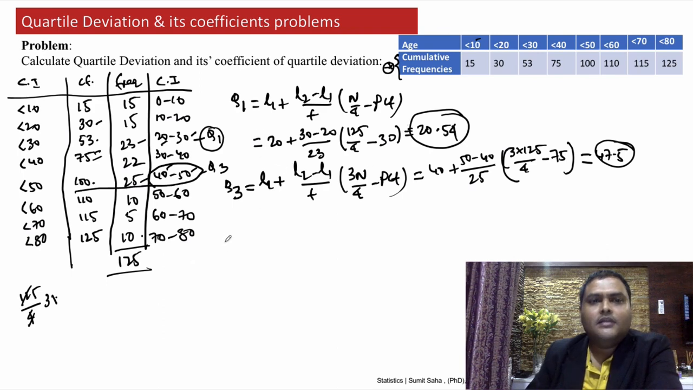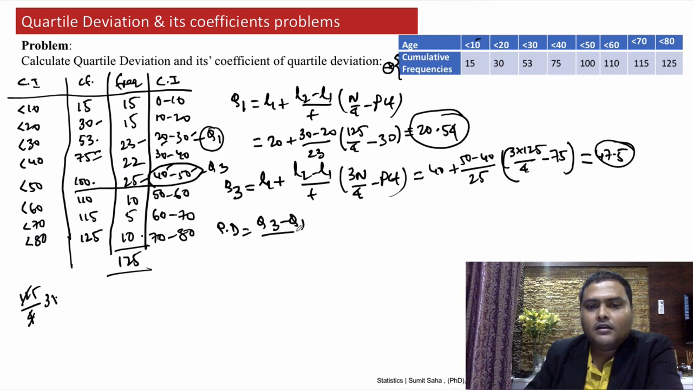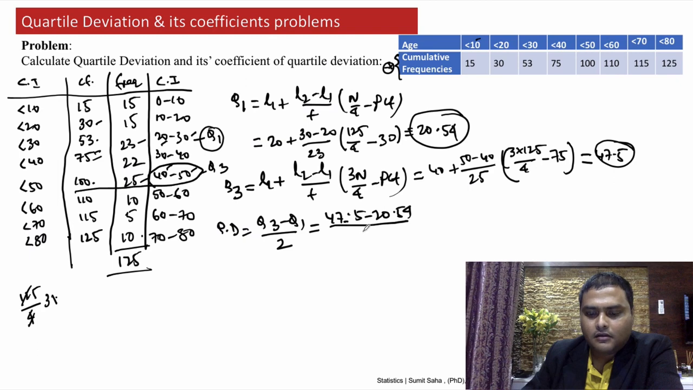Now, what is the quartile deviation formula? Quartile deviation is nothing but Q3 minus Q1 divided by 2. So Q3 is 47.5 minus 20.54 divided by 2, which is nothing but 13.4783.